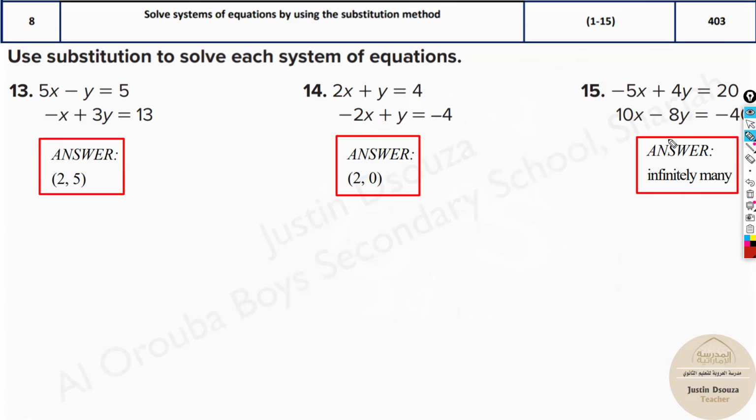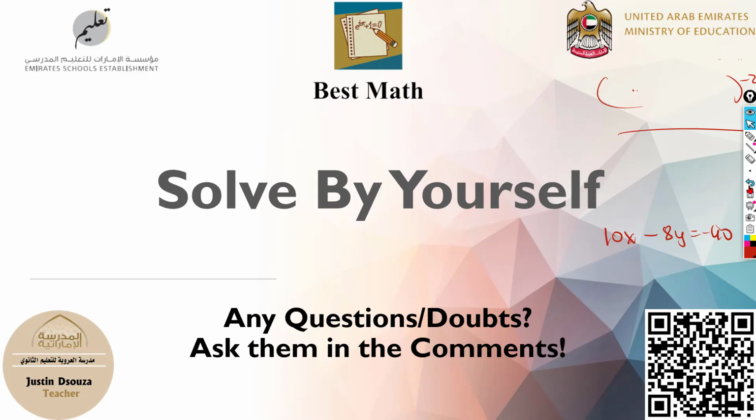It's infinite solution because if I simplify, see now I want to make this plus 10. So I just multiply throughout by minus 2. Over here, it'll be positive 10x minus 8y is equal to minus 40, which is equal to this. Therefore, this is having infinite solution because they are the same lines. That's how we easily solve this.